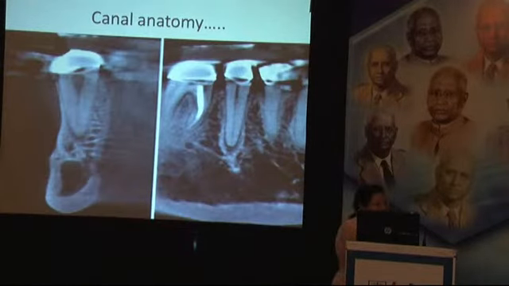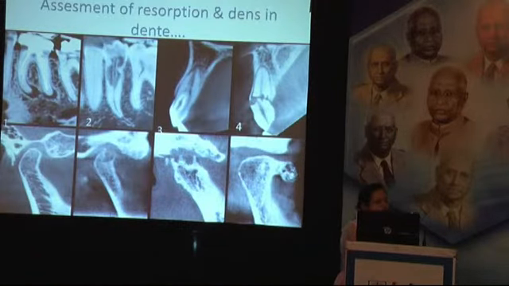The canal anatomy and canal morphology. Undiagnosed canals can be detected by this radiographic tool. These are the various resorption cases. In picture 1, there is apical periodontitis. In picture 2, this is internal resorption. It is very clear in this type of machine. In 3, that is osseous calcification, dense in dente. It is actually dense in dente. So where the canal lies, we can determine by this.